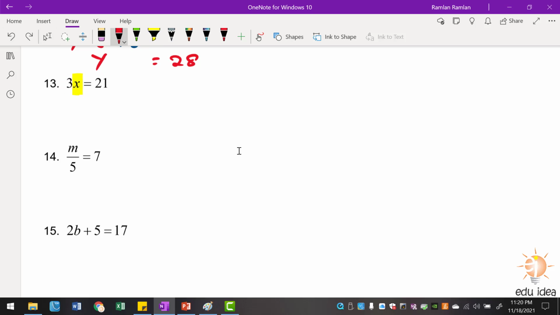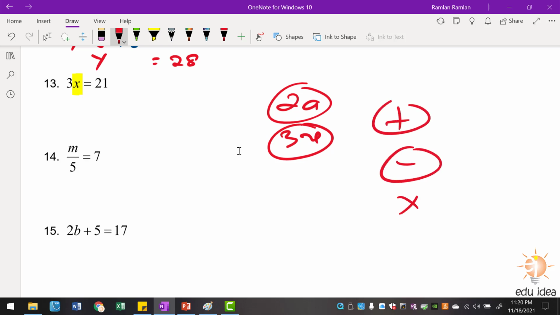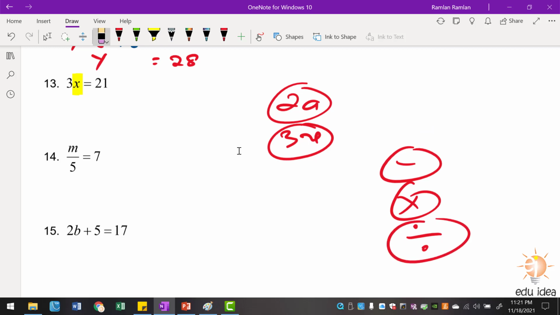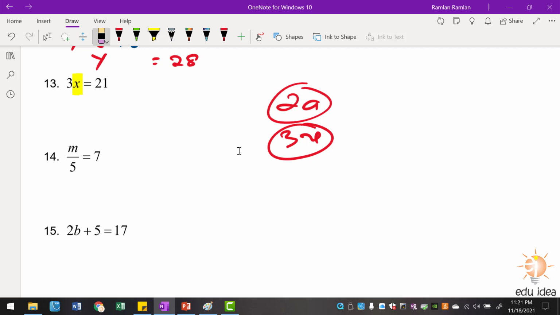So remember guys, whenever you have something like 2a or 3x or anything that is a combination of a number and a variable without any arithmetic operation symbol like plus, it means that they are actually being multiplied. So if I have 2a, 2a means 2 multiplied by a. The same thing with 3x, we have 3 multiplied by x. So remember just that, okay?